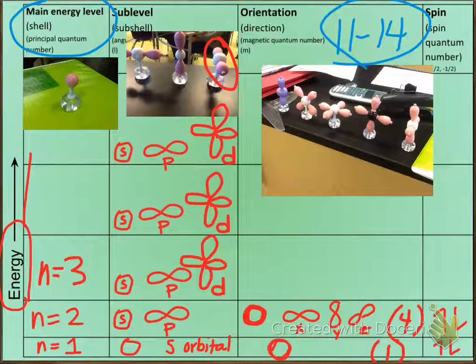I'm hungry. We have 5 d orbitals is the point. So drawing them is a little bit challenging. So for the d's, we very often draw them like this.